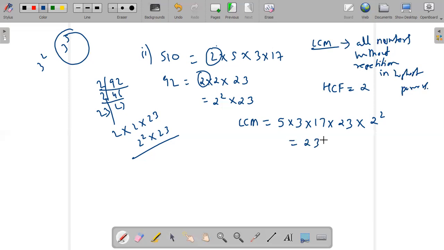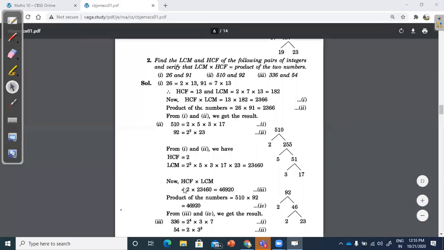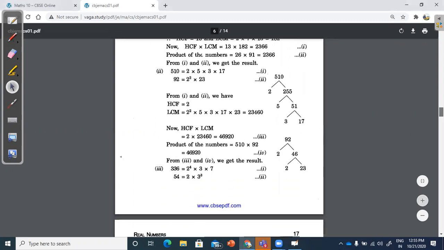23460. Okay, 23460. And now the same procedure, you will have to verify that HCF into LCM is the product of the two numbers. So HCF is 2 and 23460 is the LCM. Multiply this, we get 46920. And the product of the numbers 510 into 92 also you will get the same. So that is how we find out the HCF and LCM is correct.